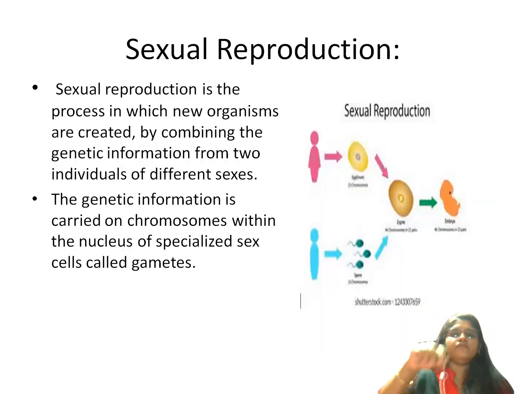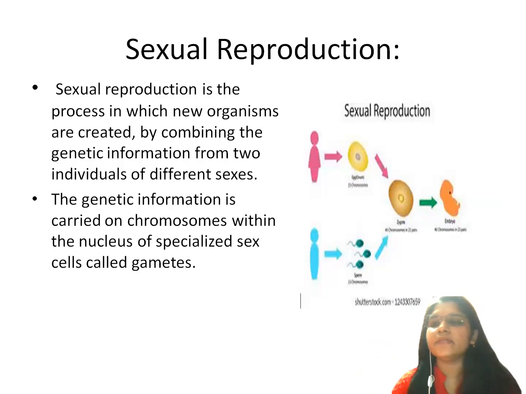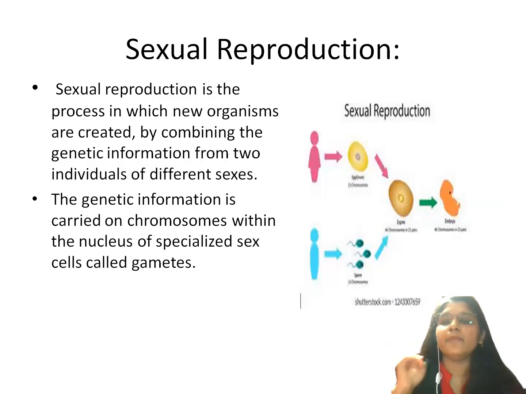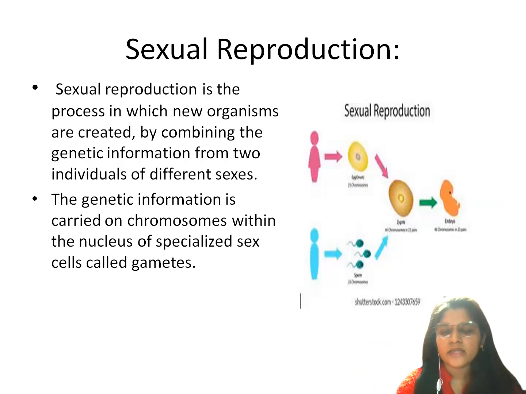Now the first part is sexual reproduction. It is a fusion of both male and female gametes. Here a new organism is produced by combining the genetic information of two individuals, a mother and a father. You can see in this picture, this is the mother and this is the father. From here the ovum, the egg, is given, and from here sperms are given.